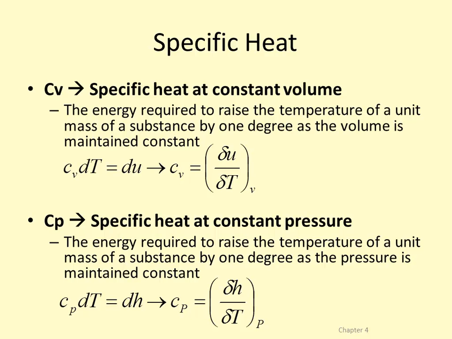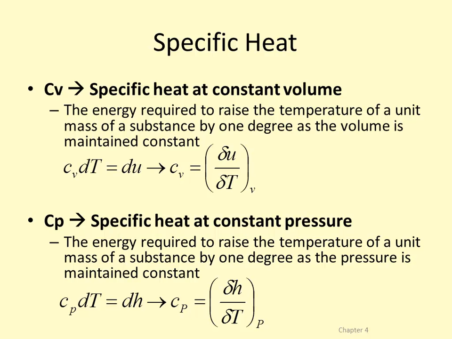Specific heat, we had two different constants. They're not constants, but two different terms. So the specific heat at constant volume is the amount of energy required to raise the temperature by 1 degree as the volume is maintained constant. And if you notice here with constant volume, then it represents the change in internal energy. So if you think about a closed system, constant volume, when we calculate the change in energy of that system, it's equal to the change in the internal energy.